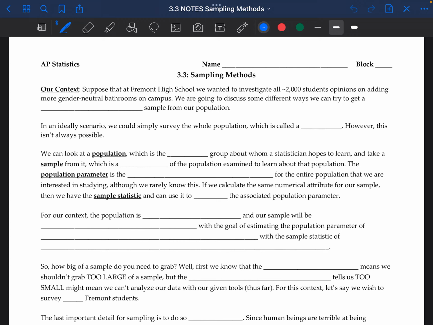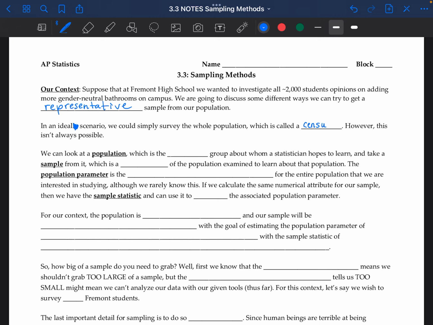We're looking at Fremont High School, which is looking to figure out what its student population's opinions are on adding more gender-neutral bathrooms on campus. So we're going to discuss some of the different ways that we can get what, as we talked about last time, is called a representative sample from that whole population. Now, in an ideal scenario, we could simply survey the whole Fremont student population, all 2,000-ish of them.